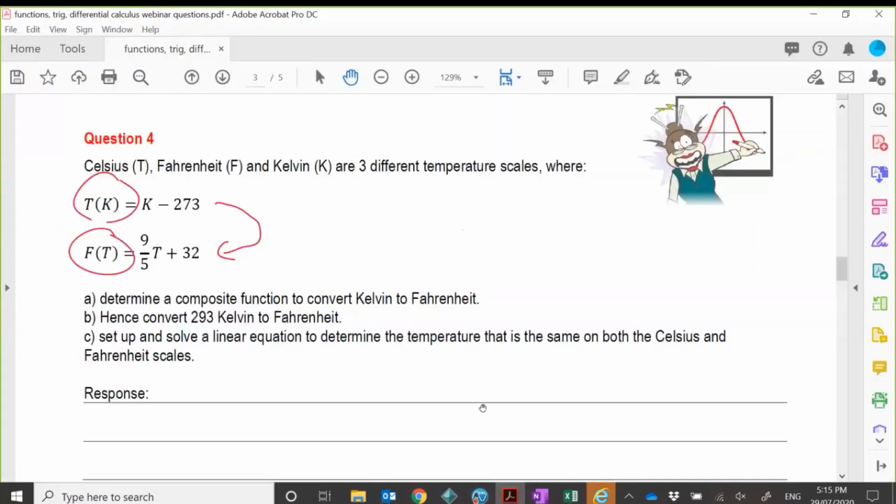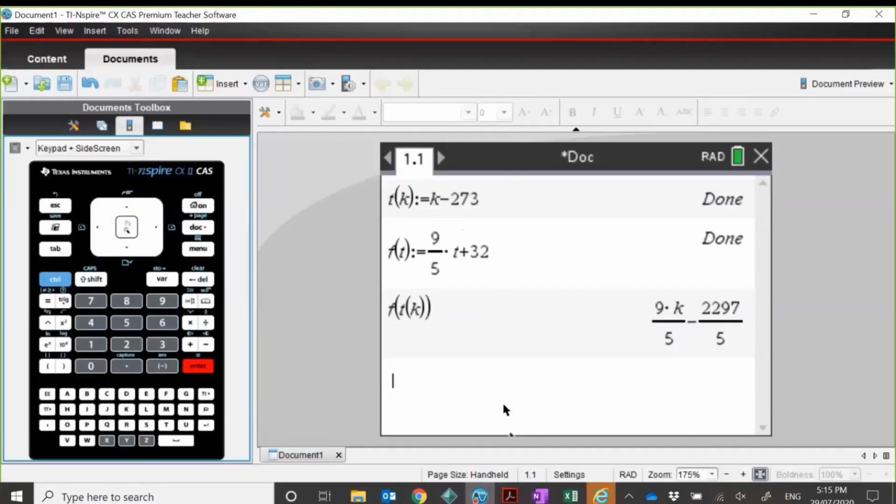All right. Second part of the question, part B. Hence, so that always means using what you've just done. The word hence means use what you've just done to convert 293 Kelvin into Fahrenheit. So back on the calculator, we now need to substitute 293 into our expression there. And what I'm going to do is save that expression as F(K).